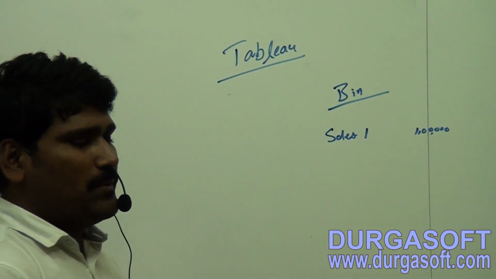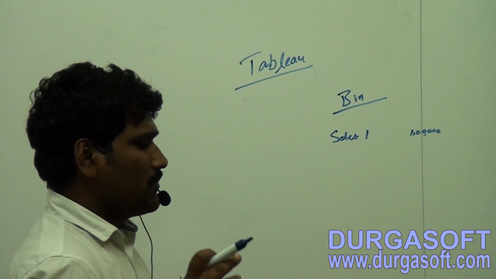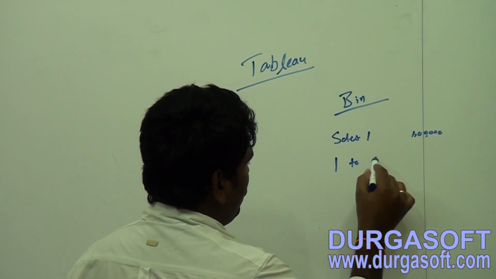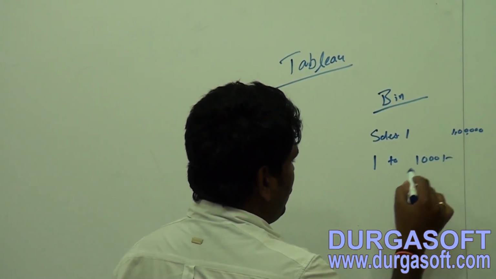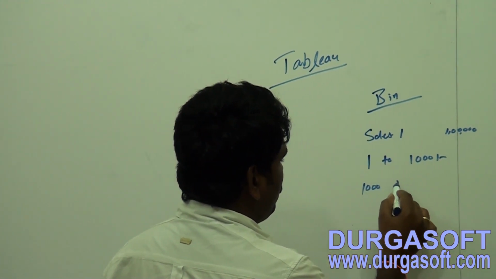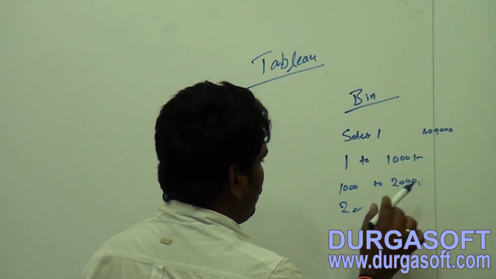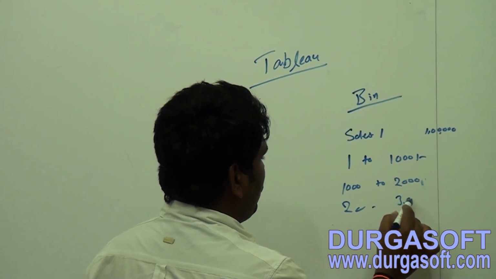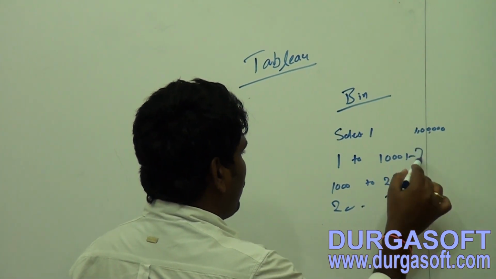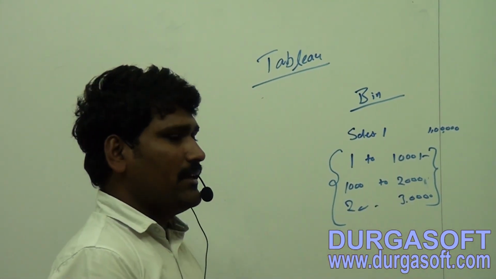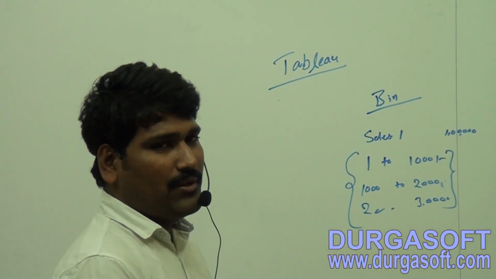Now I am going to split the data. That is 1 rupee to 1000 rupees, and 1000 rupees to 2000 rupees, 2 to 3, like this. That means I am going to give the size for your sales. I am splitting the data by creating a bin size.